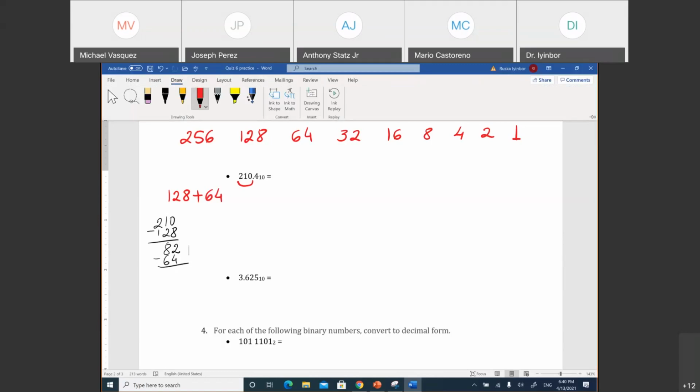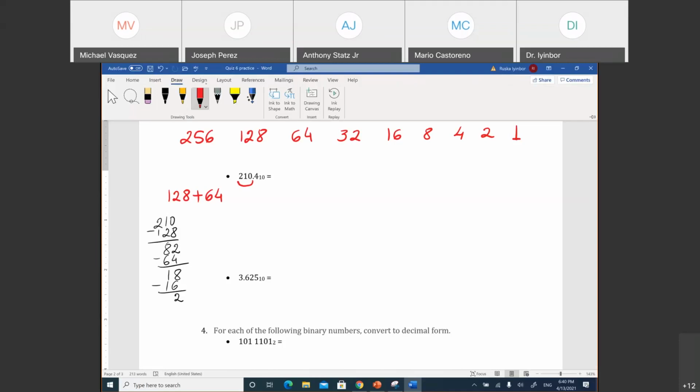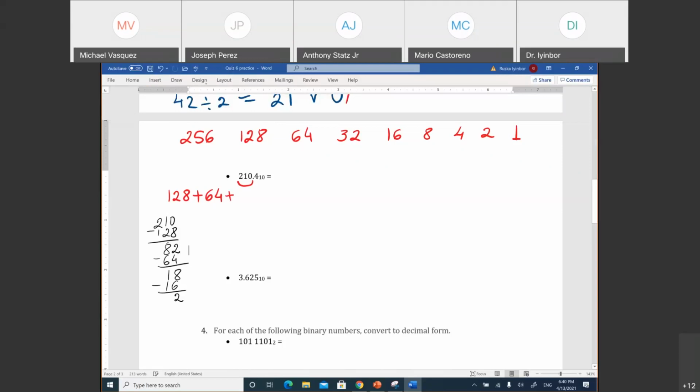Okay. And when I subtract 64 from 82, I'm going to get 18. Now, the closest to 18 is what? 16. I'm going to subtract 16. And 18 minus 16 is 2. So I'm going to represent 210 as 128 plus 64 plus 16 plus 2. Okay? So when I add these numbers, I should get 210. So let's double check. 128 plus 64 plus 16 plus 2 is 210.